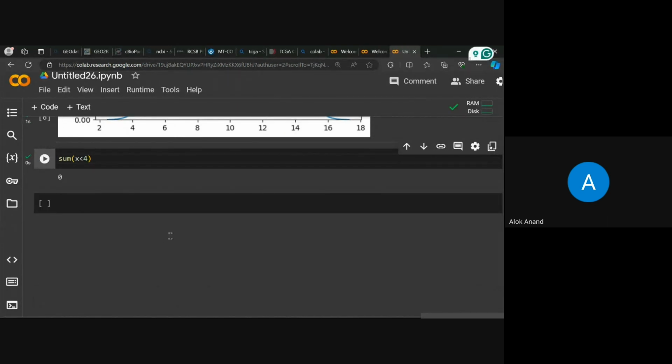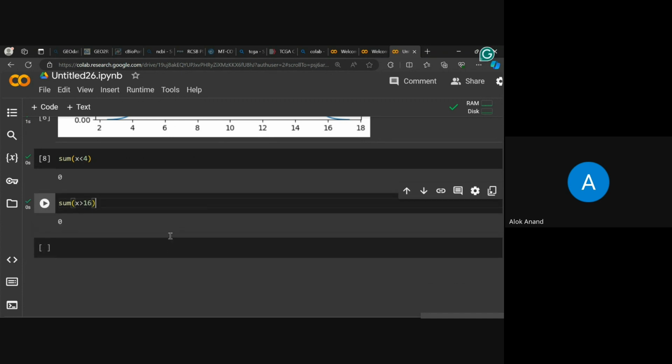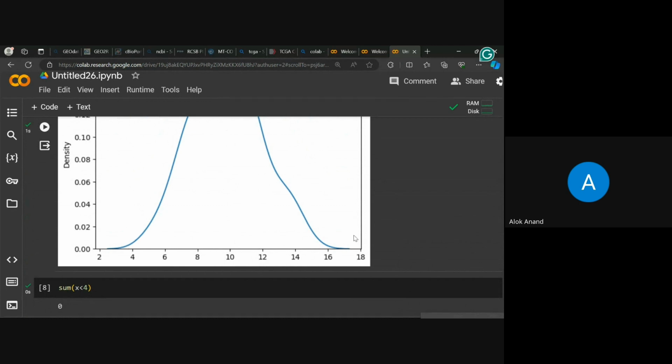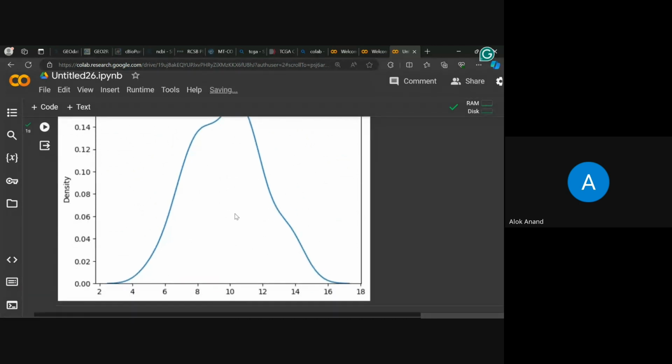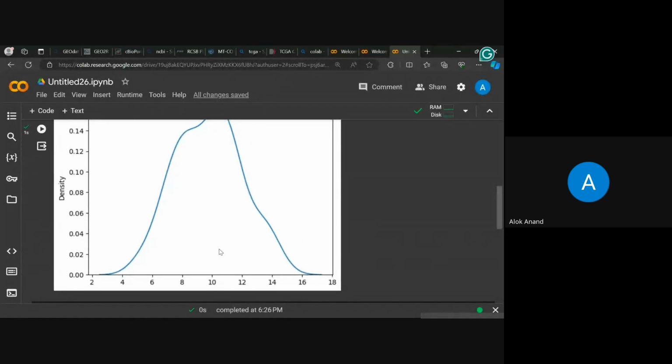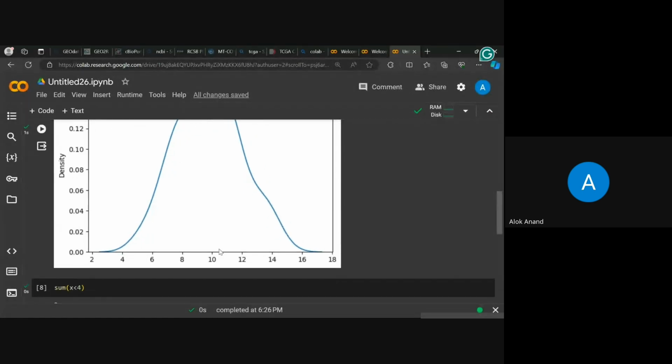See, there are 0 numbers which are less than 4. Now x less than 16. Oh, nice. So the majority of the values were generated between 4 and 16 only. No values were less than 4 or more than 16. There should be some values, but it is again a random thing, so it doesn't matter at all.